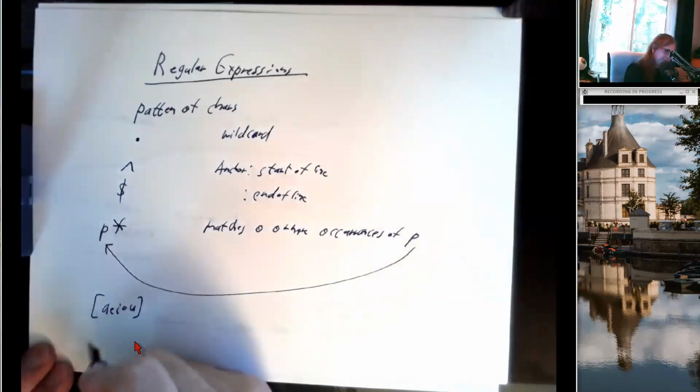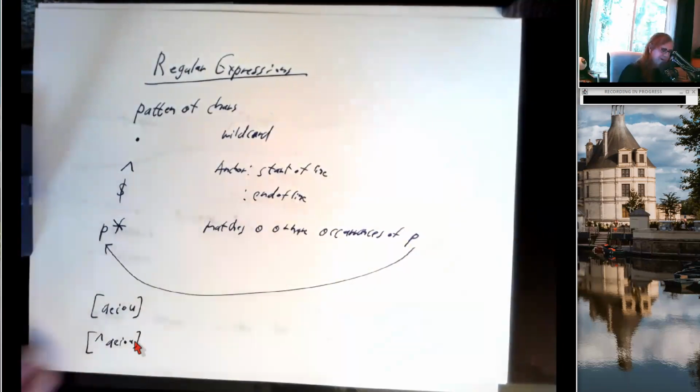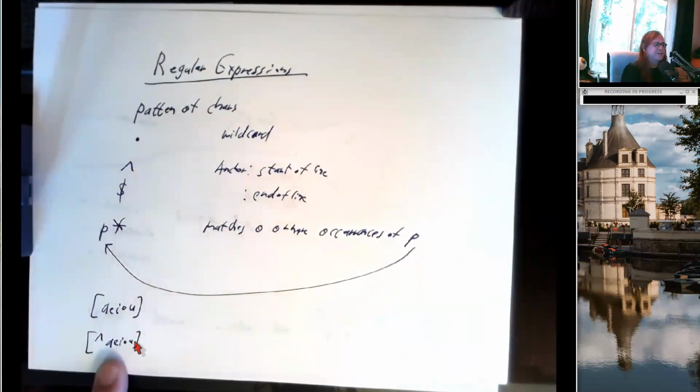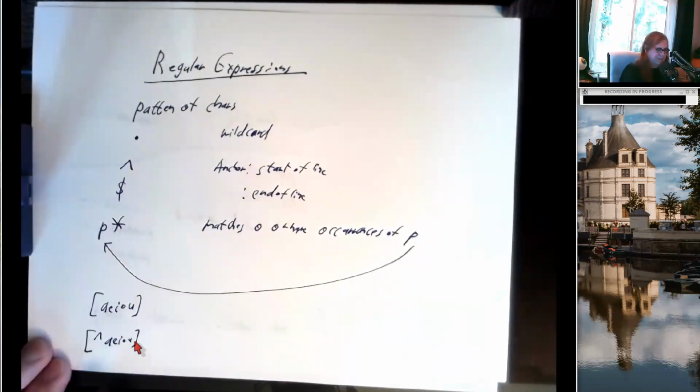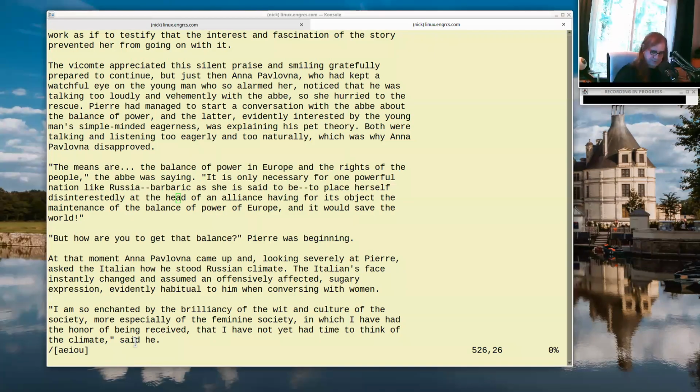And if I put a caret in the beginning of this, that will negate the search. So it will search for things that don't fall in this category, things that are not the letter A, E, I, O, or U. So that would show me my consonants. So there's a D and a space and an F and a space and an N and a pair of L's and an N and a C, and so on.